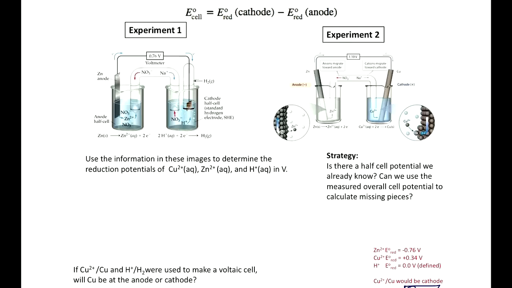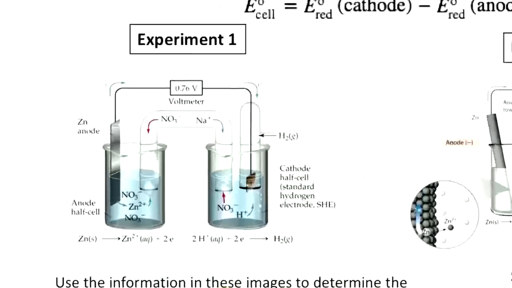So each experiment has two half reactions occurring. So we need to kind of identify what's happening. So using this information, let's see if we can calculate the reduction potentials of copper, zinc, and hydrogen plus. All right? So here's the first experiment.